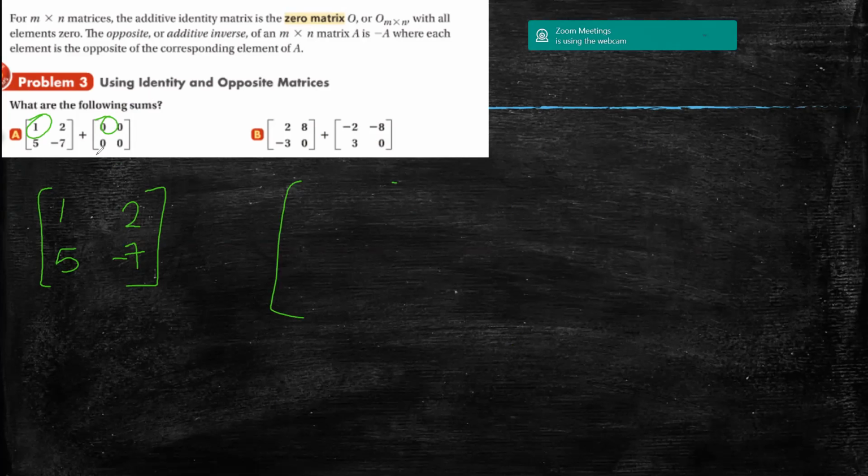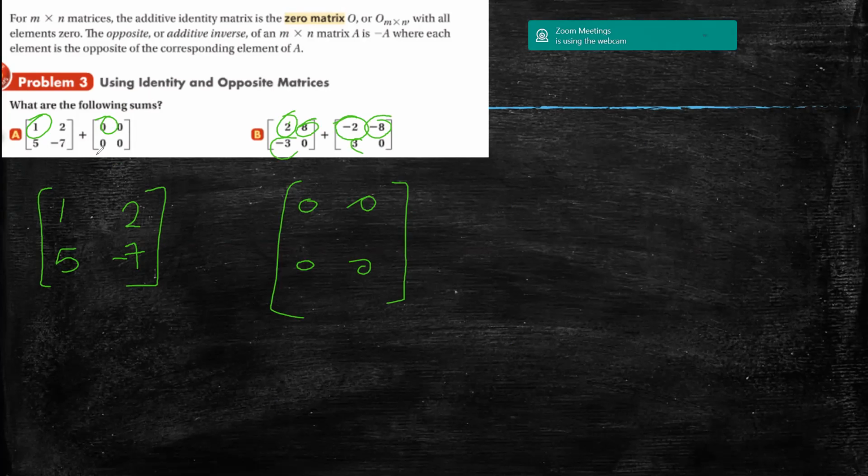In the second one, I add each number to its inverse: 2 minus 2 is 0, 8 minus 8 is 0, -3 plus 3 is 0, and 0 plus 0 is 0.